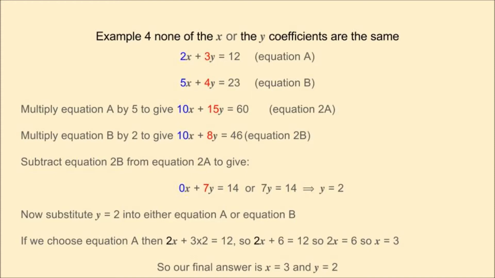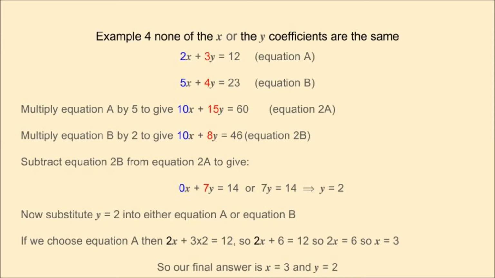So let's do that. So the first equation, multiply throughout by 5, so 5 times 2x is 10x, 5 times 3y gives us 15y, 5 times 12 gives us 60. And then for equation B, 2 times 5x gives us 10x, 2 times 4y gives us 8y, and 2 times 23 gives us 46. If we now subtract those equations away from each other, 10x minus 10x gives us nothing, 15y take away 8y gives us 7y, and 60 minus 46 gives us 14. So 7y equals 14, divide by 7 gives us y equals 2.